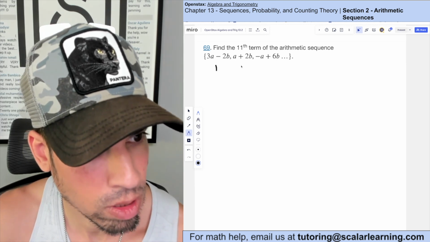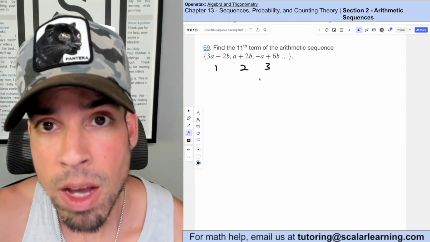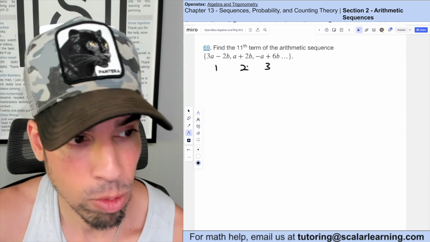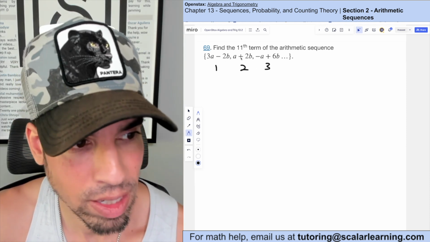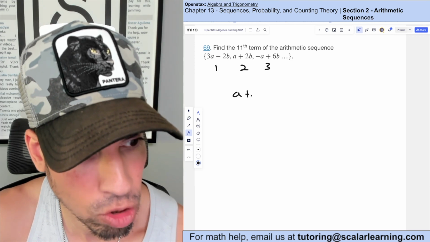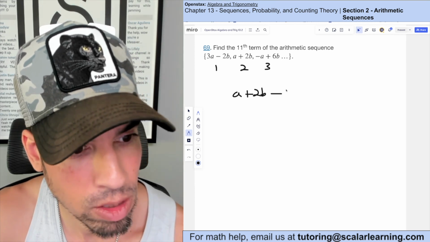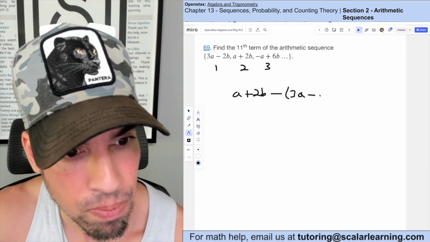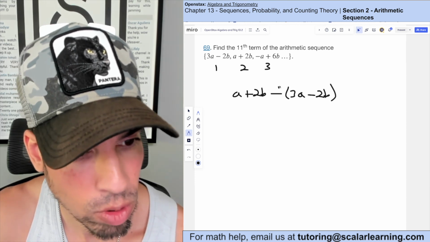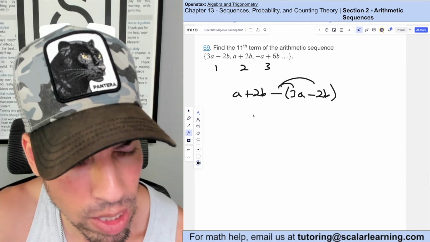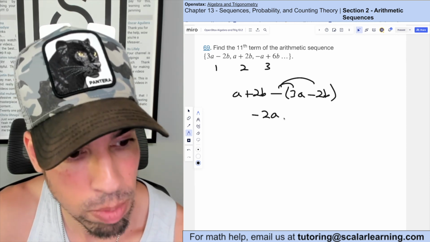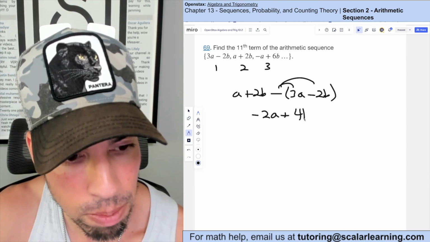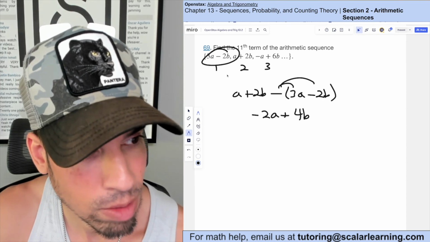So we got first, second, and third terms here. Now, the first thing I need to do to get the explicit formula is I need to get the common difference, meaning what am I adding to 1 to get to 2? So I'm going to do the second term, a plus 2b, minus the first term, 3a minus 2b. So we're going to distribute that negative. A minus 3a is negative 2a. 2b plus 2b is positive 4b. So that's my common difference, and that's my first term.